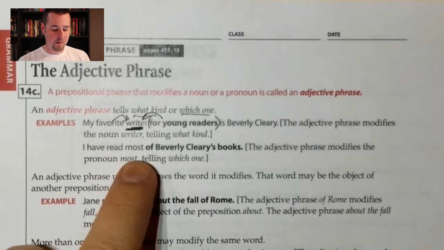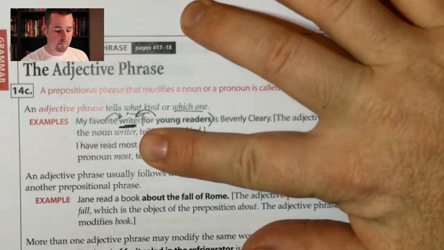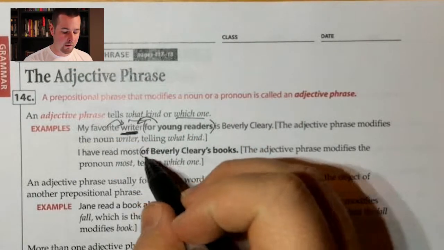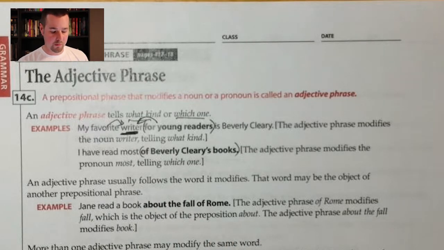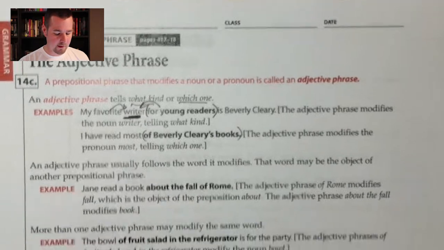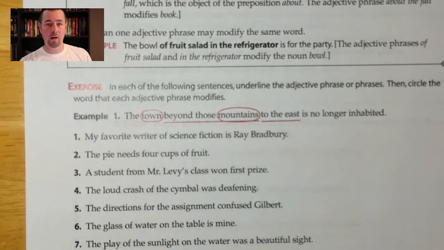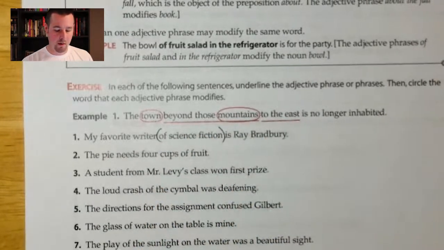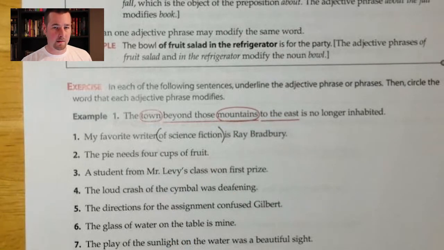I have read most of Beverly Cleary's books. If I blank that out and say, I have read most, I've read most of what? What are we talking about? Most. Well, of Beverly Cleary's books modifies that most, telling which one. Which most. That sounds kind of weird, but it's the truth. All right, let's get into some examples. First we have to find it, then we're going to label it. My favorite writer of science fiction is Ray Bradbury. So of science fiction, we have to figure out what it is trying to tell us.